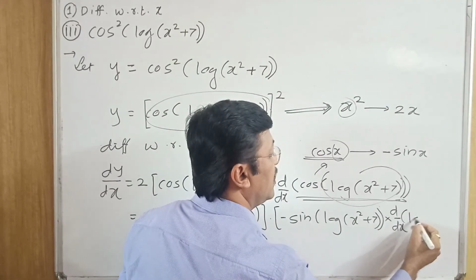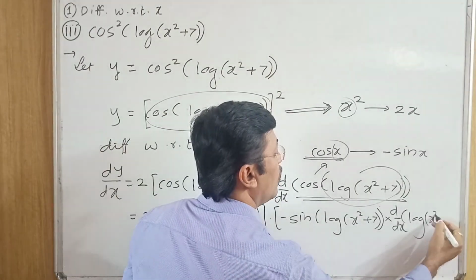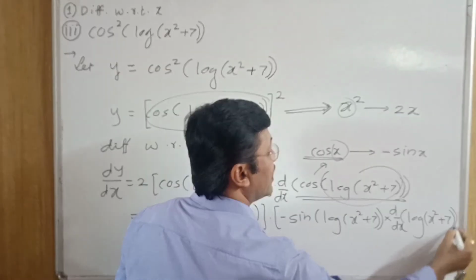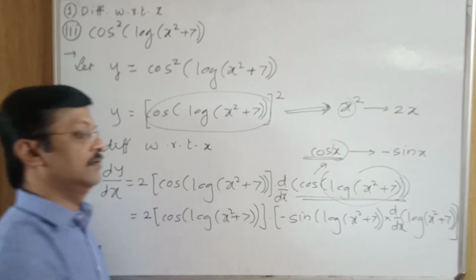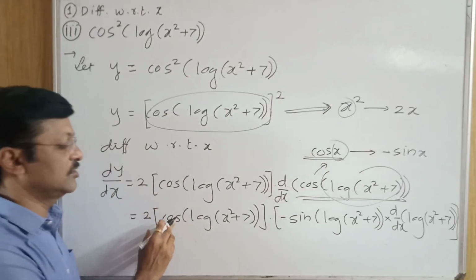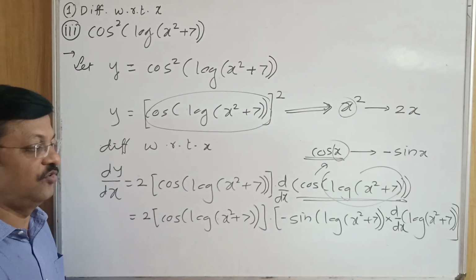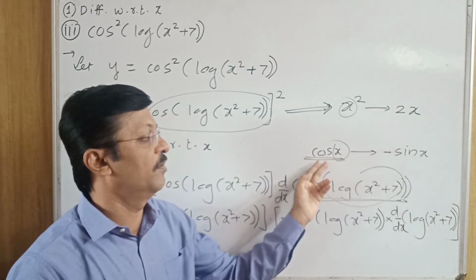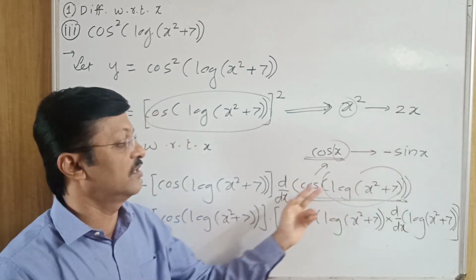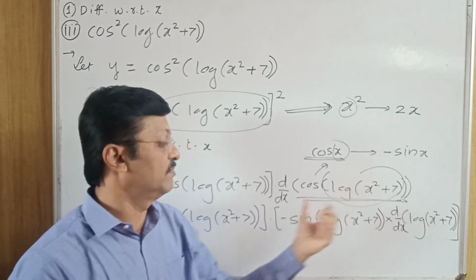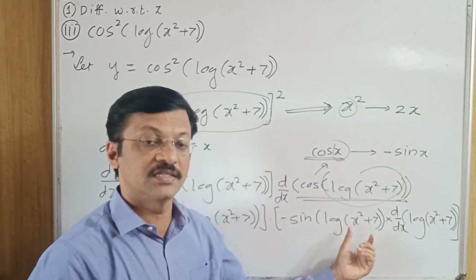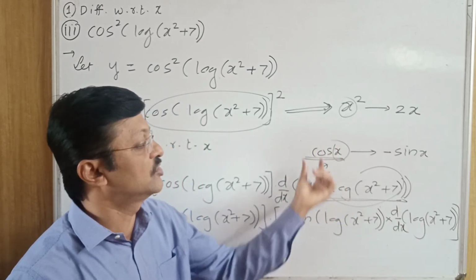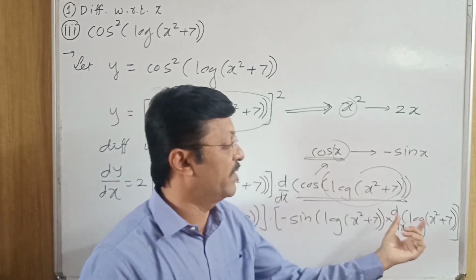So it will be d by dx of log of x square plus, it's not 1, x square plus 7. So this is 2 cos of log of x square plus 7 as usual. Then minus sine, this is coming from this derivative. The derivative of cos of x is minus sine x. So the derivative of cos of log of x square plus 7 is minus sine of log of x square plus 7, and into d by dx of the replacement of x. When you compare these two, x was replaced by log of x square plus 7.